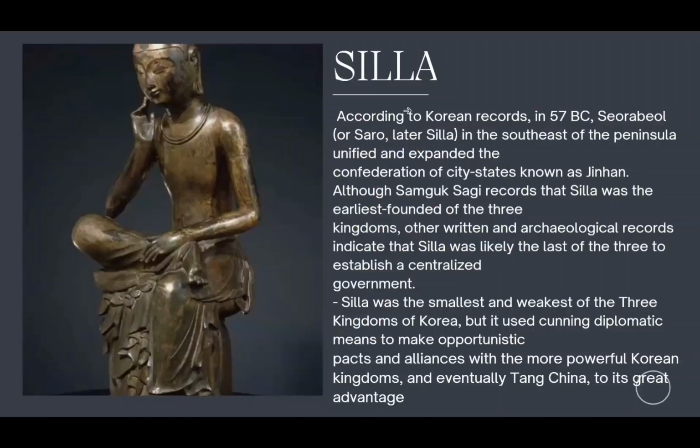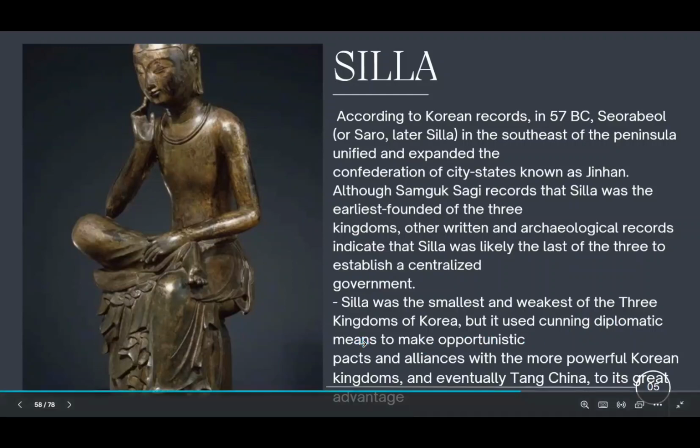Next, Silla. According to the Korean records, in 57 BC, Saro, later Silla, in the southeast of the peninsula unified and expanded the confederation of city-states known as Jinhan, although the Samguk Sagi records that Silla was the earliest founded of the three kingdoms. Other written and archaeological records indicate that Silla was likely the last of the three to establish a centralized government. Silla was the smallest and weakest of the three kingdoms of Korea, but it used cunning diplomatic means to make opportunistic pacts and alliances with the more powerful Korean kingdoms and eventually Tang China to its great advantage.